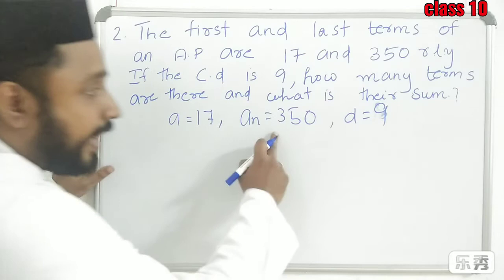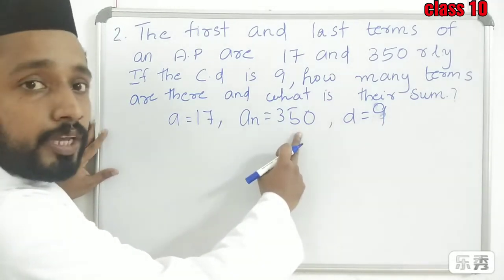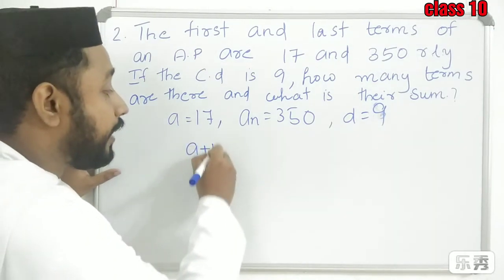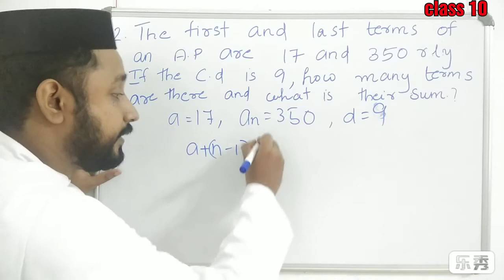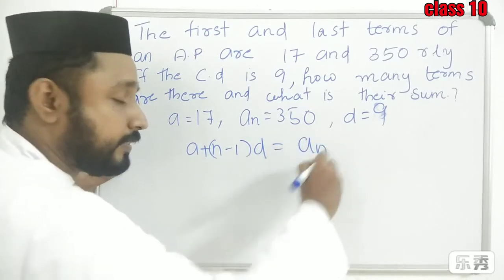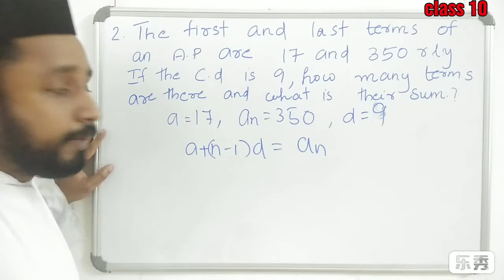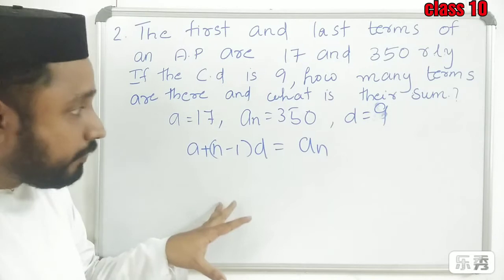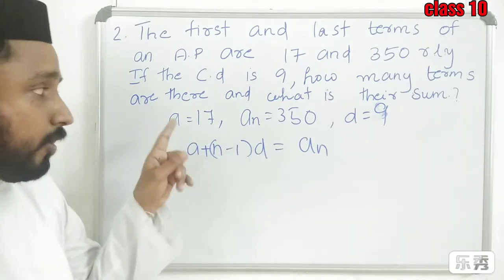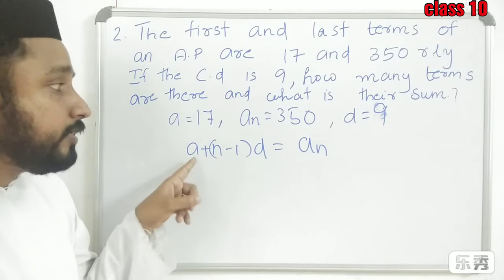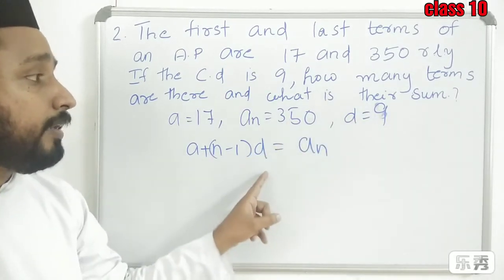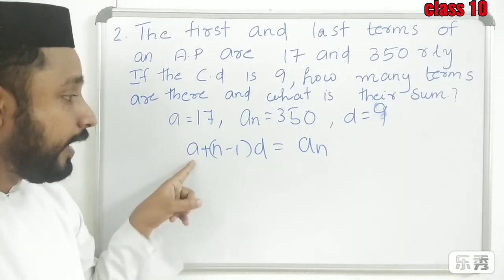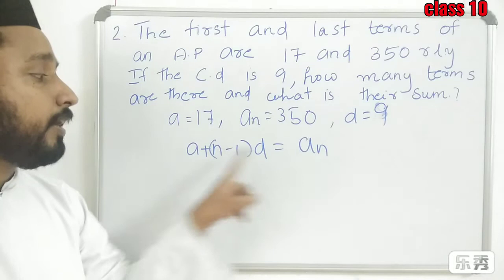So first term is 17, last term is 350, common difference is 9. We have an equal to 350. We know the formula for finding an: a plus n minus 1 into d, which is equal to an. This is the formula for finding the nth term of an AP. Using this formula, we are going to find out n, because we know a, d and an. From this, substitute the values of a, d and an, and we will get the value of n.